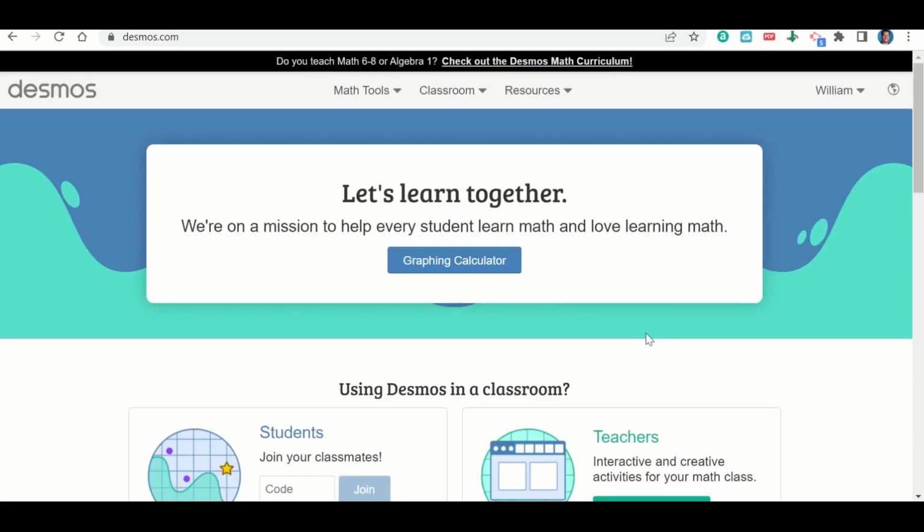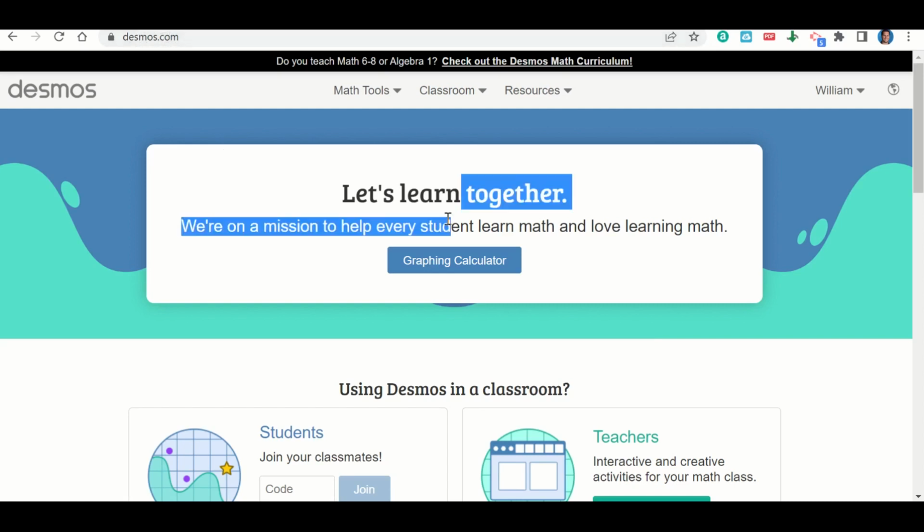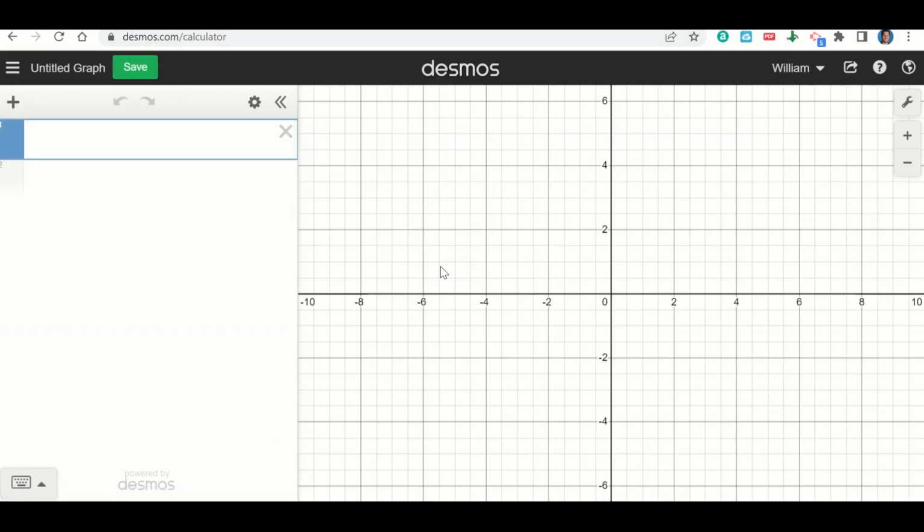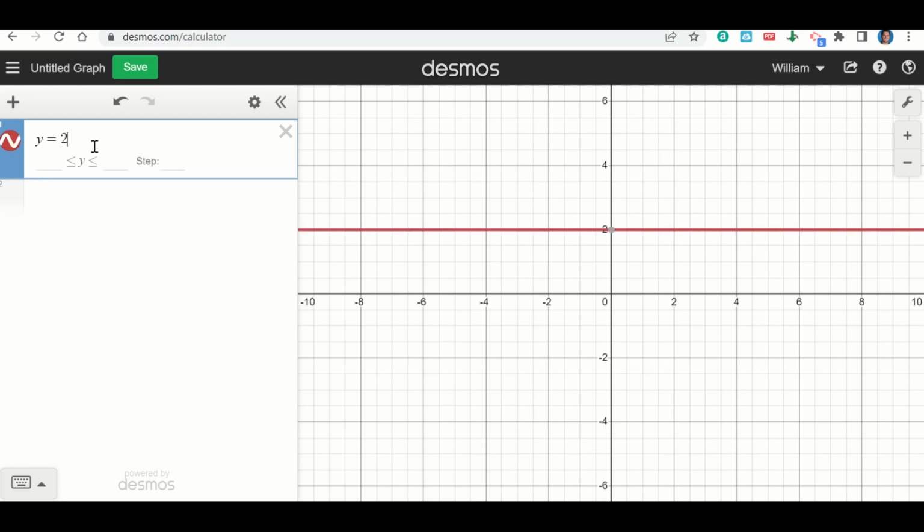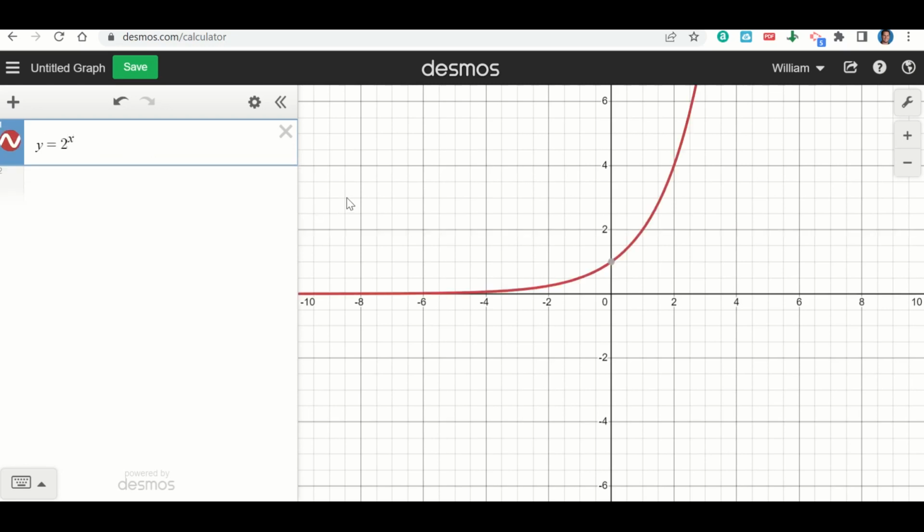Let's talk now about how we can use Desmos to check our work when dealing with exponential functions. So we'll go here to desmos.com, and we're going to click on Graphing Calculator. And it should take us to a page that looks like this. Right here is where we can enter the equation for our exponential function. So let's go ahead and do that. Let's say it was y equals 2 to the x. Well, as we can see, it graphs it for us. It shows us what the curve looks like. And we can enter any equation in here.